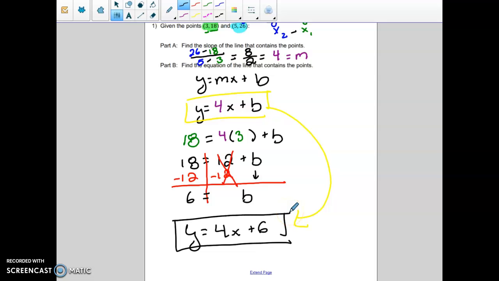So start with your slope-intercept form, y equals mx plus b. Plug in what you know. If you have your slope already, we're going to plug that in. They'll give you a point or 2 points. It doesn't matter which one you use. You'll solve for your y-intercept, and then we'll circle back around to finish out the equation.